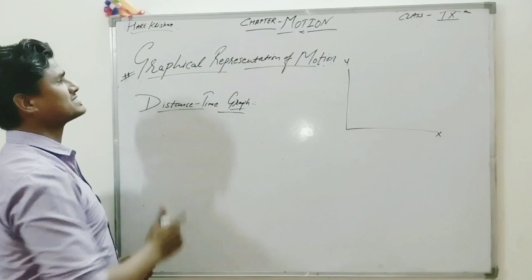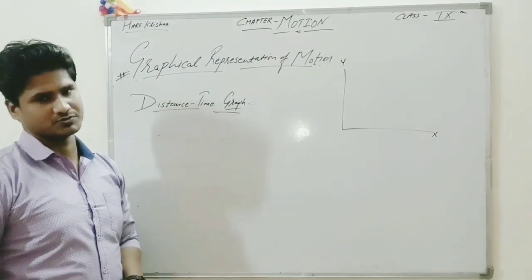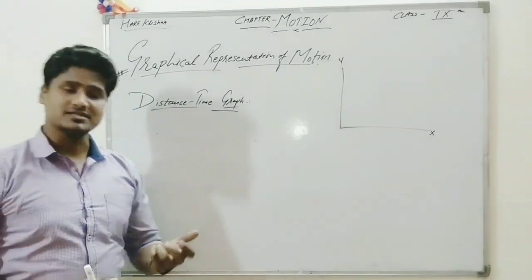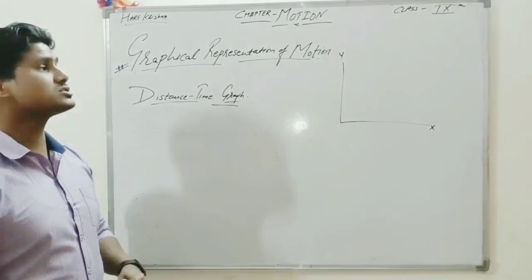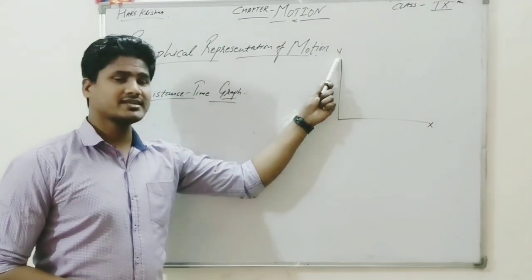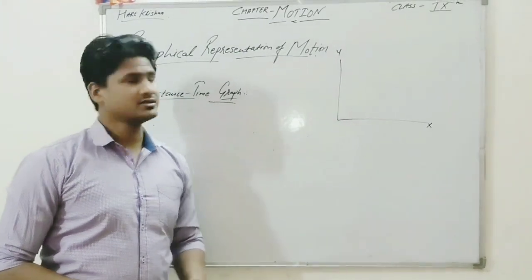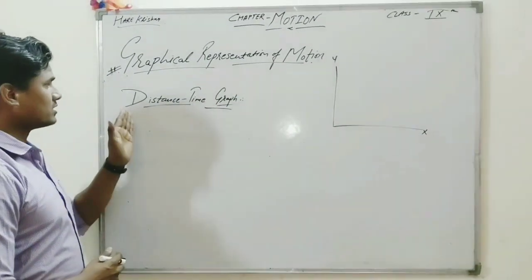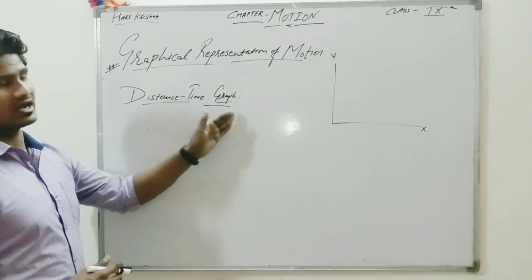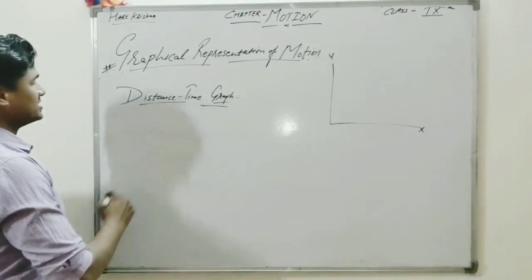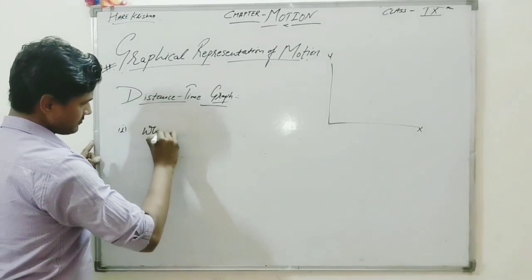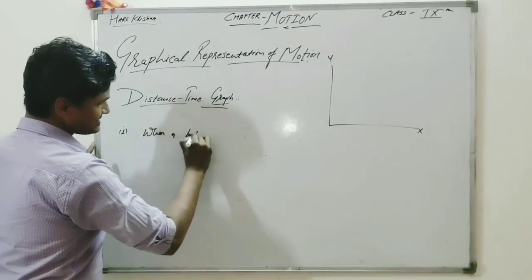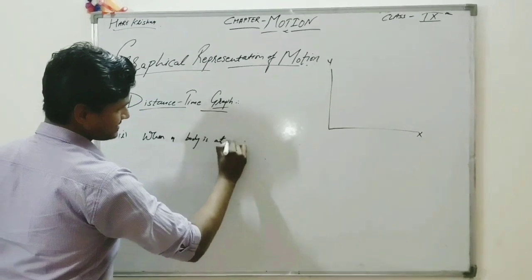Now our next topic is graphical representation of motion. What does a graph mean? A graph shows the relationship between two variables, in which one of the variables is taken on the y-axis and another is taken on the x-axis. First of all, I would explain the distance time graphs. It has three conditions. The first condition is when a body is at rest.